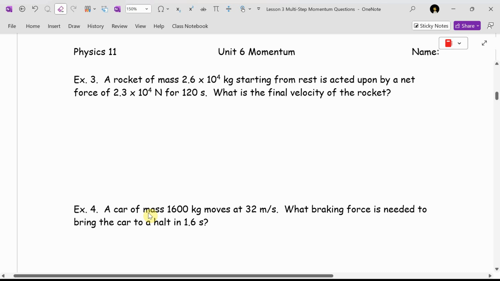I like example 3. Also because it's rocket science, so my little math nerd heart goes pitter-pat. A rocket of mass that, starting from rest, you know what? I probably underlined from rest. What does from rest tell me, Marcus? I'd probably maybe just say, okay, VI is 0, or I'd certainly put a pin in that in my brain. Is acted upon by a net force of that for 120 seconds. Marcus, what does this want me to find?